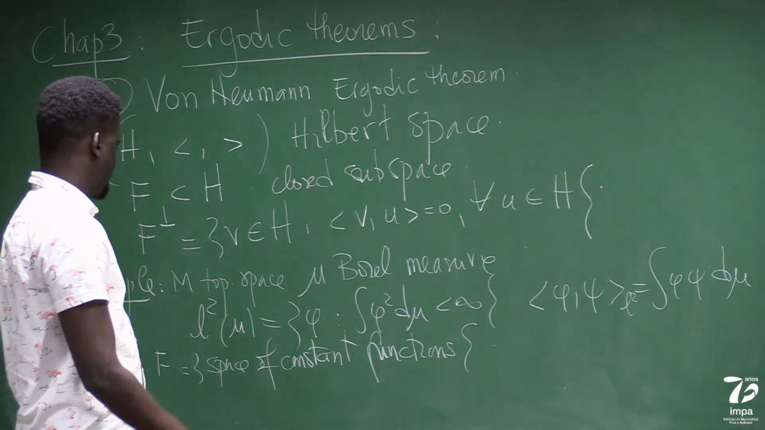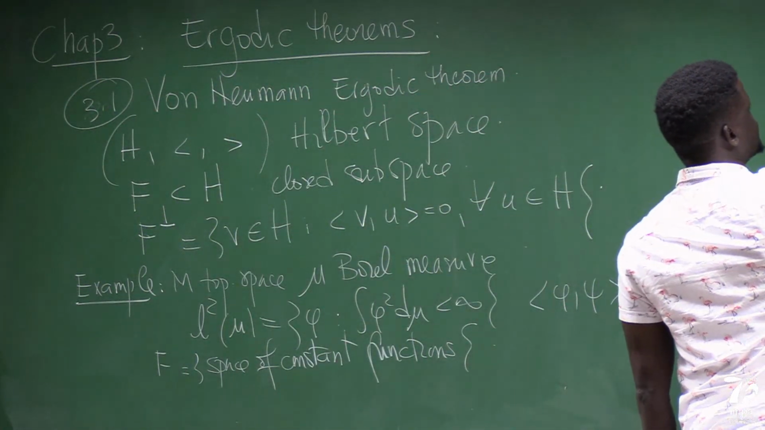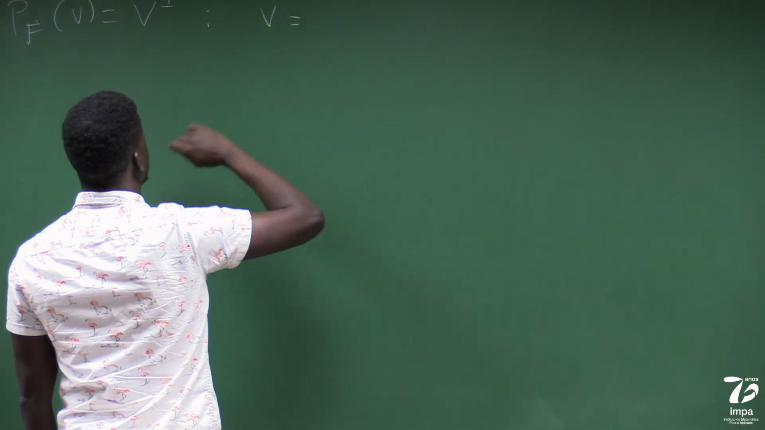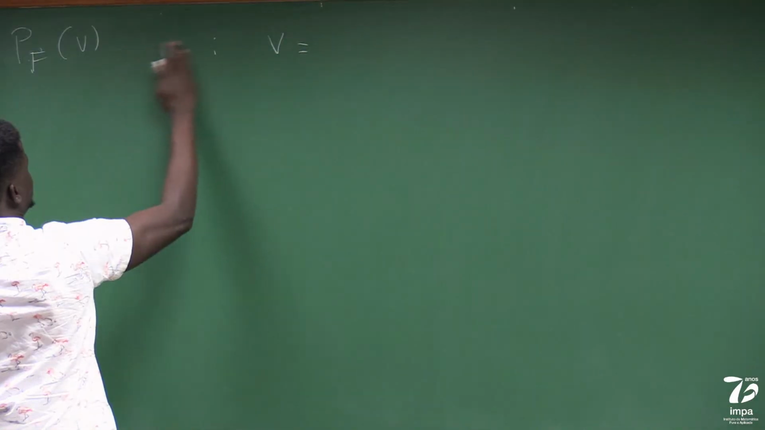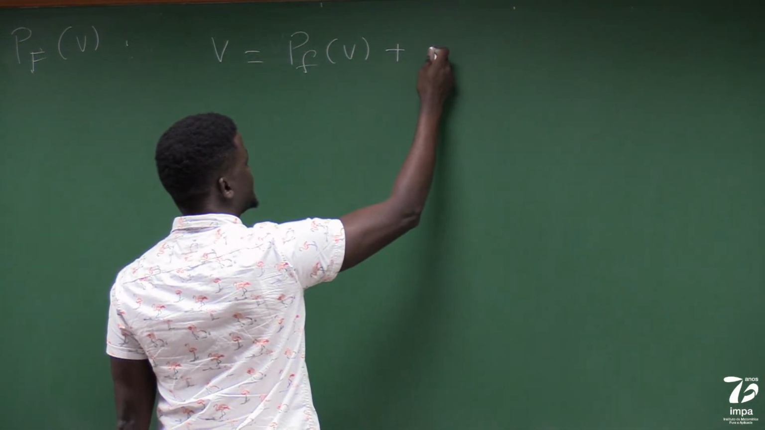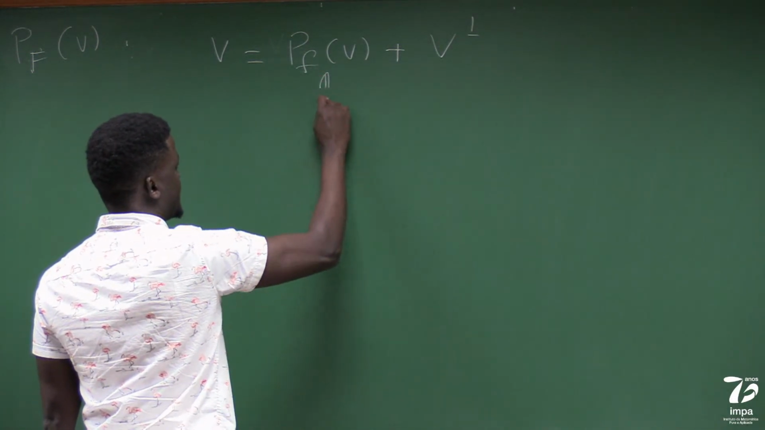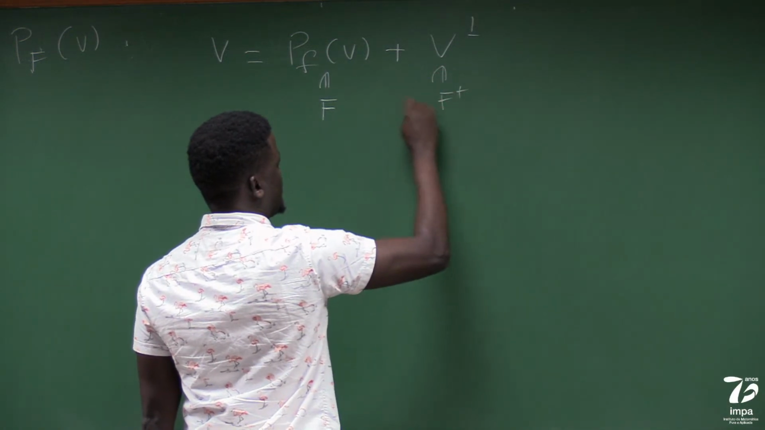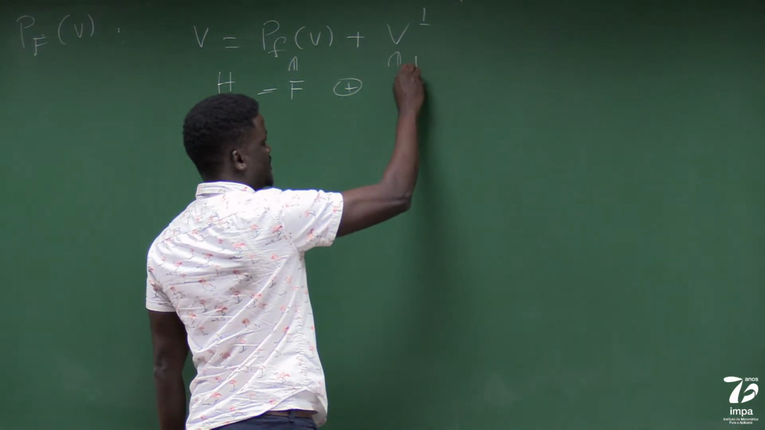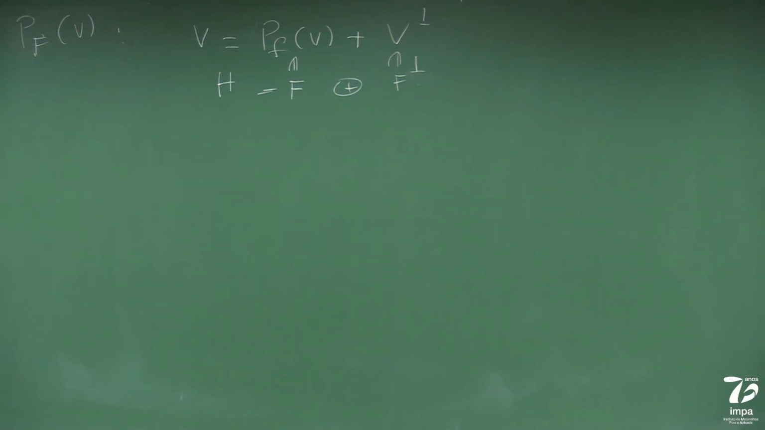Remember, we have also defined the orthogonal projection, P_F. P_F V is defined such that you can write V as P_F V plus V orthogonal, where this part is in F and this part is in F orthogonal, as the total space is written as a direct sum of F and F orthogonal. Think of the usual projection.